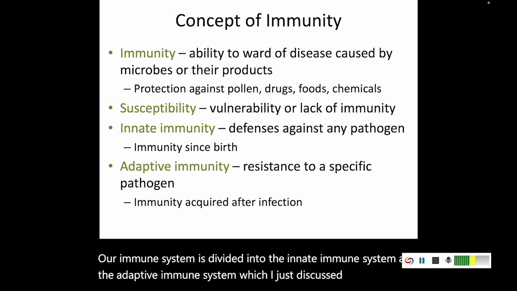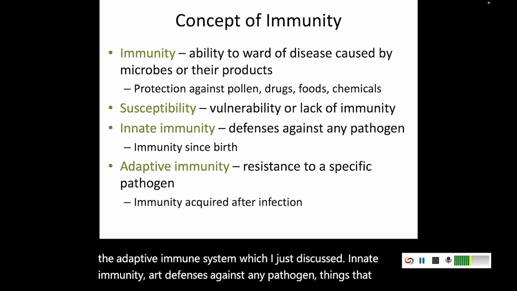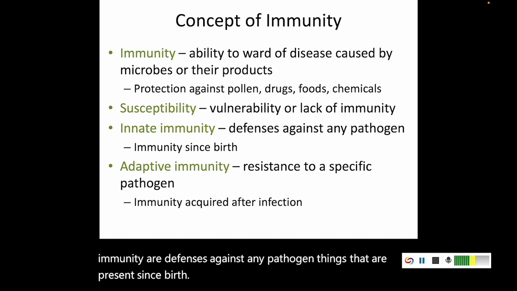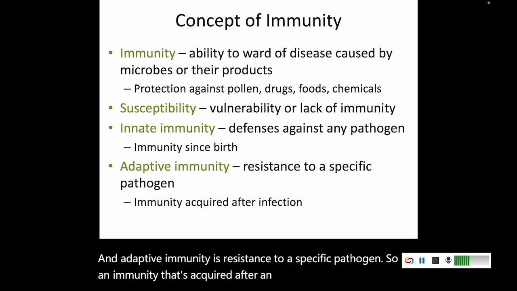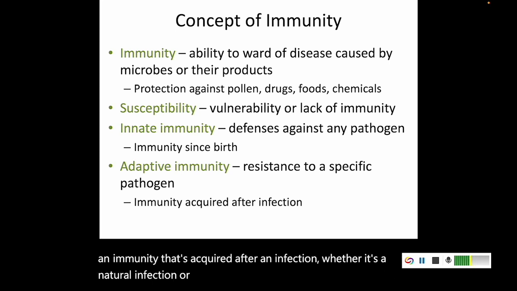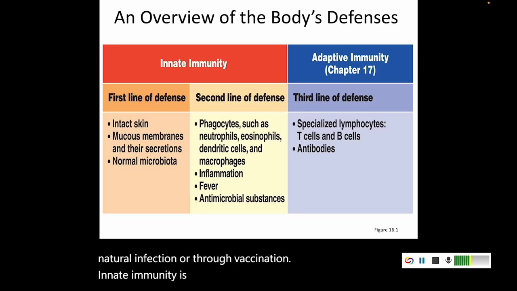Innate immunity are defenses against any pathogen, things that are present since birth. And adaptive immunity is resistance to a specific pathogen. So it's an immunity that's acquired after an infection, whether it's a natural infection or through vaccination. Innate immunity is divided into the first line of defense and the second line of defense.